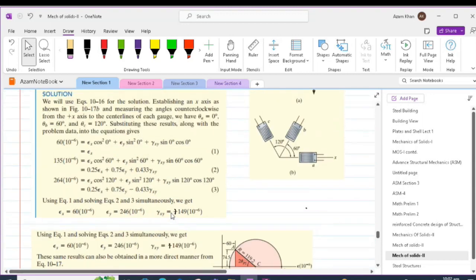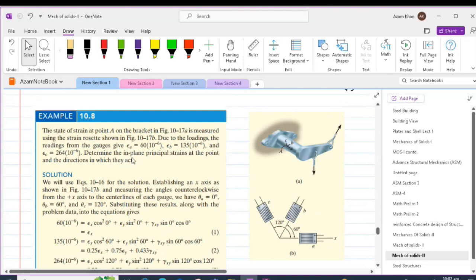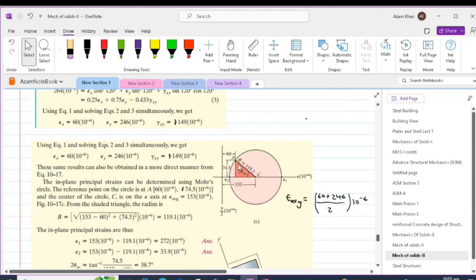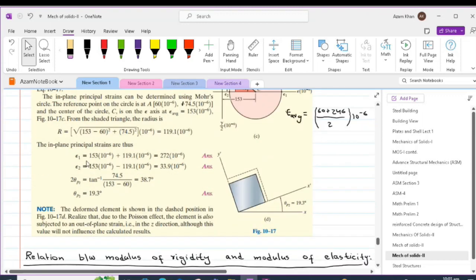Now we are asked to find out the in-plane principal strains at the point. Hence, we can determine epsilon 1 equal to 153 plus the radius, which is 119.2, and epsilon 2 equal to 153 minus the radius. And that has been done over here. So epsilon 1 will come out to be 272 into 10 raised to the power minus 6, and epsilon 2 equal to 33.9 into 10 raised to the power minus 6.